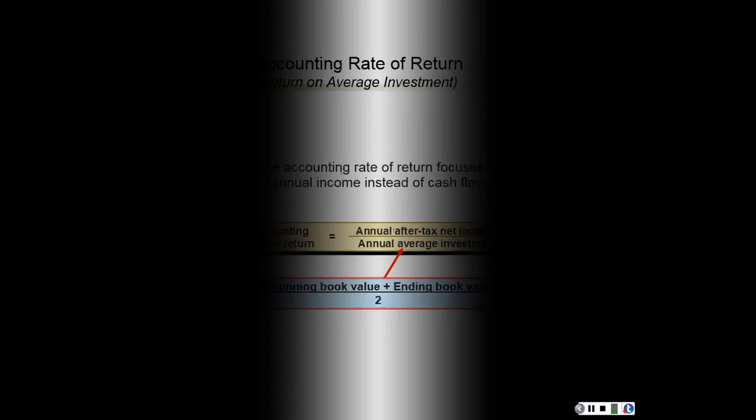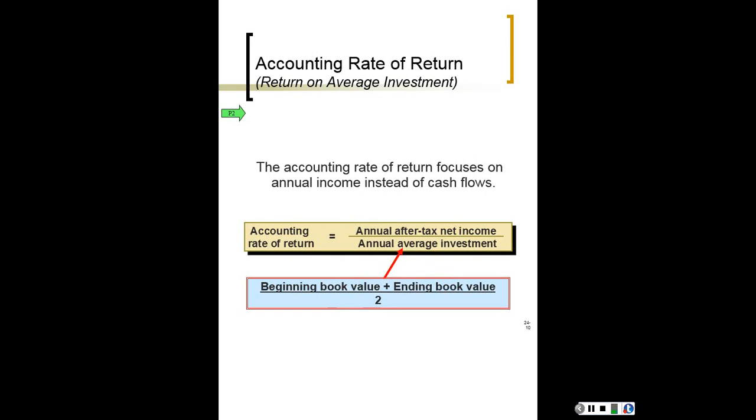Okay, let's take a look at the accounting rate of return. And it's the return on average investment. So the accounting rate of return focuses on annual income instead of cash flows. So we're in the chapter looking at capital budgeting. We've looked at the payback period, and now we're looking at another tool to evaluate capital expenditures. And this one is known as the accounting rate of return.